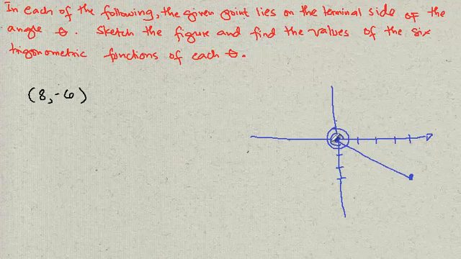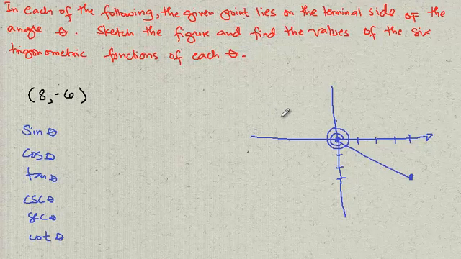So how do you find the tangent, or the six trigonometric functions, of this? What are these functions? We have sine theta, cosine theta, and tangent theta. Then the reciprocal of sine is cosecant theta, for cosine we have secant theta, and for tangent we have cotangent theta. So how do you find the six trigonometric functions of this one?